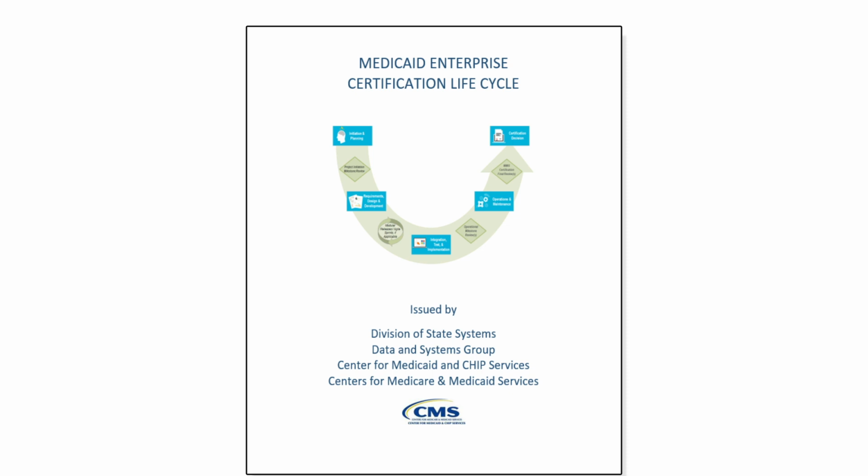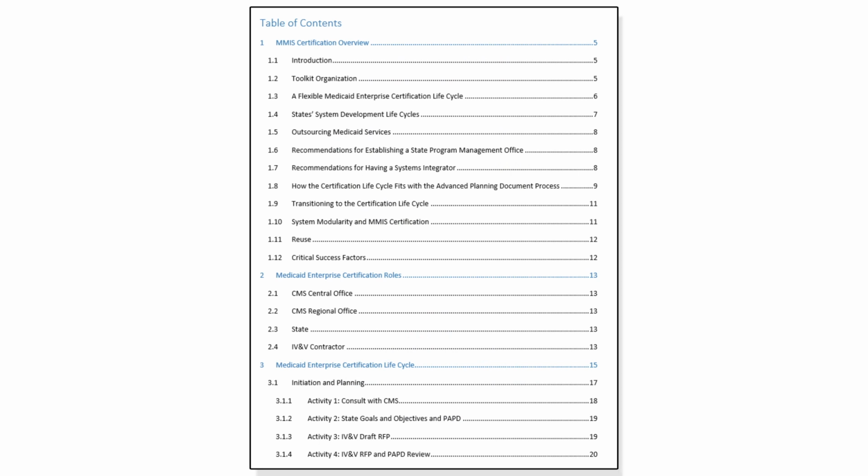This document covers topics such as the importance of a system integrator and state program management function, and an explanation of how the lifecycle and APD processes fit together. Other sections include roles, details about the activities we just saw in the workflow diagram, coverage of the checklists, and how to prepare for a milestone review.